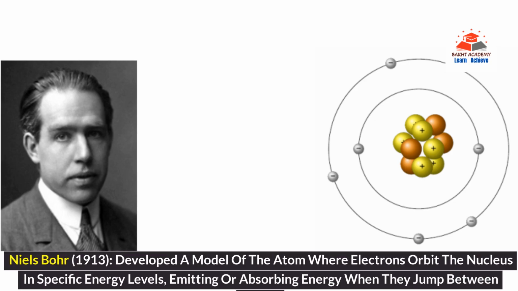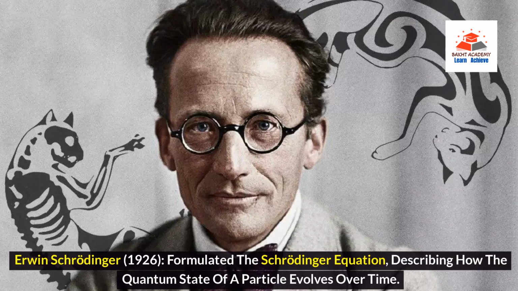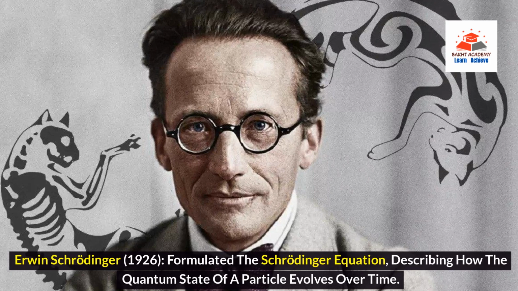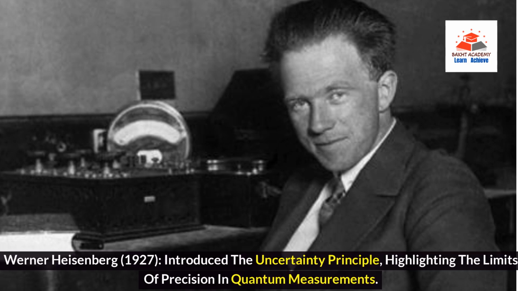Niels Bohr, 1913, developed a model of the atom where electrons orbit the nucleus in specific energy levels, emitting or absorbing energy when they jump between levels. Erwin Schrödinger, 1926, formulated the Schrödinger equation, describing how the quantum state of a particle evolves over time. Werner Heisenberg, 1927, introduced the uncertainty principle, highlighting the limits of precision in quantum measurements.